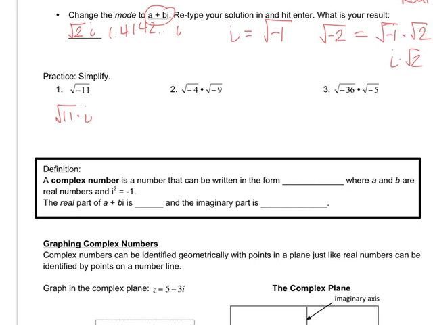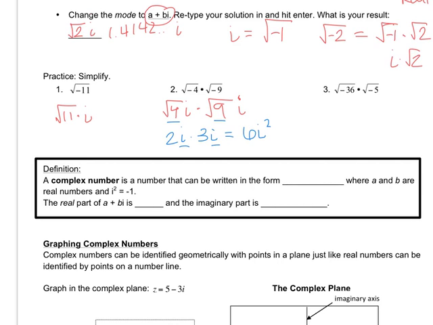And then we have the square root of negative 4 times the square root of negative 9. So what we'd do is treat the square root of negative 4 as the same as the square root of positive 4 times i, times the square root of negative 9, which would be the square root of 9 times i. Then you would multiply the real parts together, the square root of 4 is 2, so we've got 2i times 3i. And then we multiply 2 and 3 together to get 6, and we multiply our i's together to get i squared.